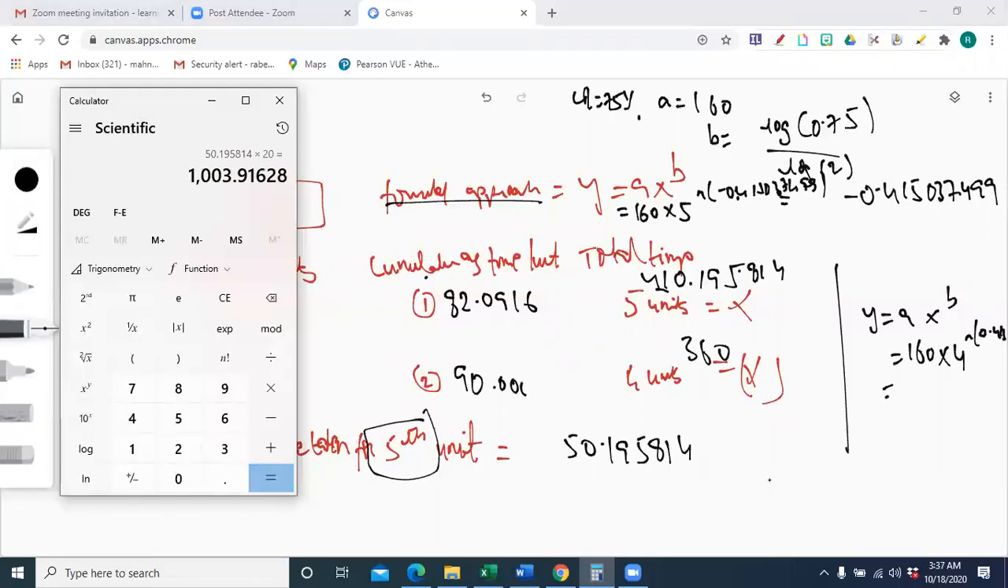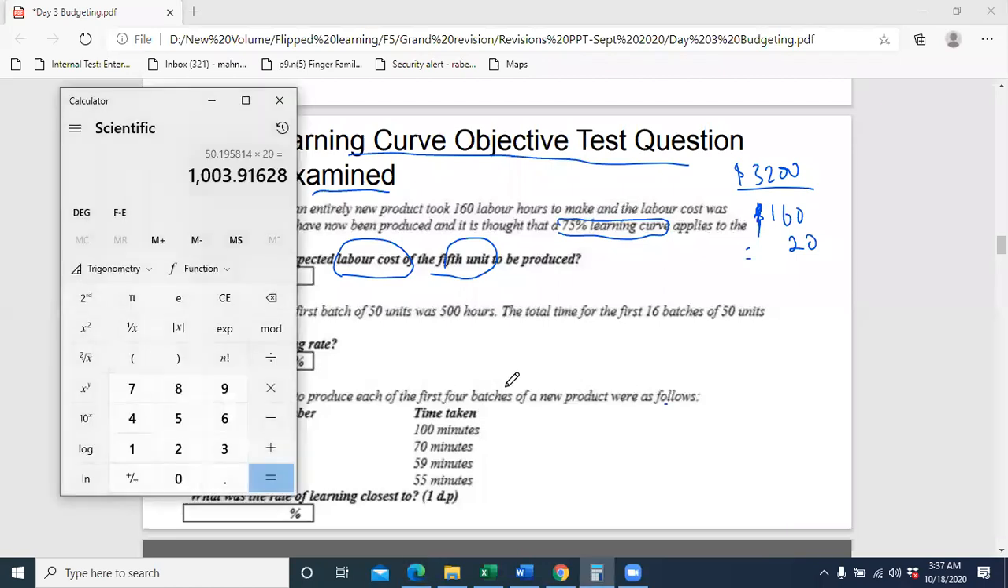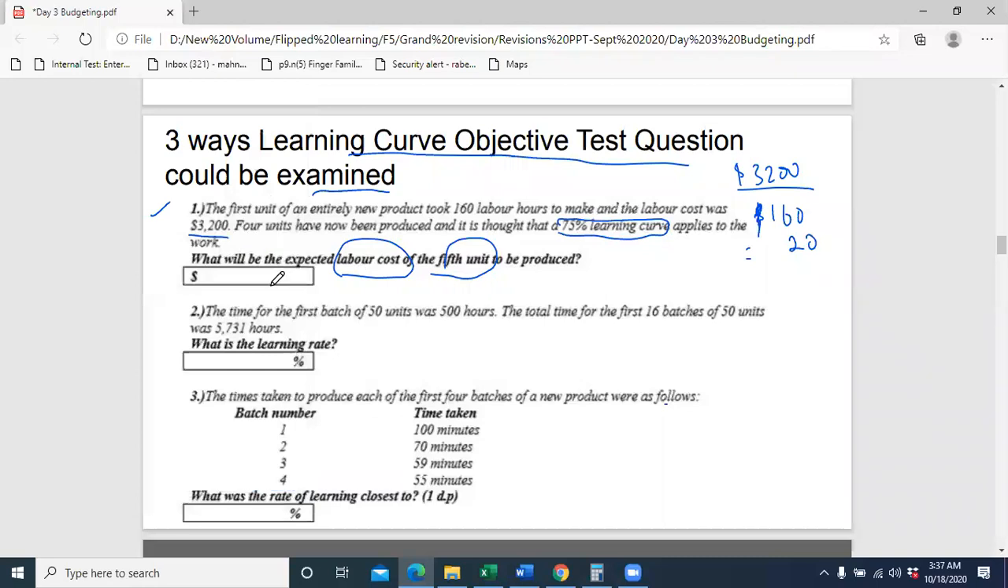Okay, so the answer is 1003.92. Actually, this is the rounding digit. If the number after the rounding number is either equal to 5 or greater than 5, you increase the previous number by 1. So I'm going to write it 1003.92. That's my answer. 1003.92 is my answer.